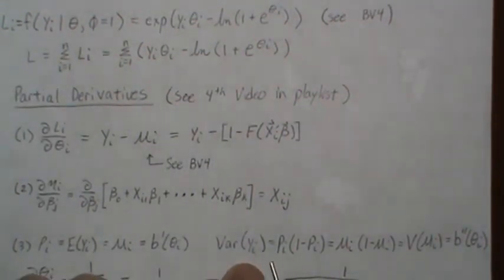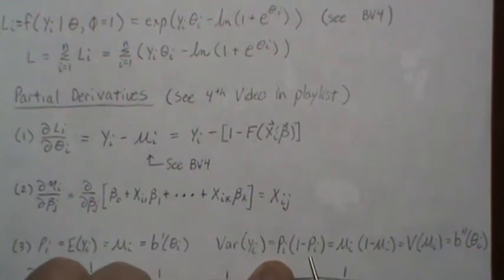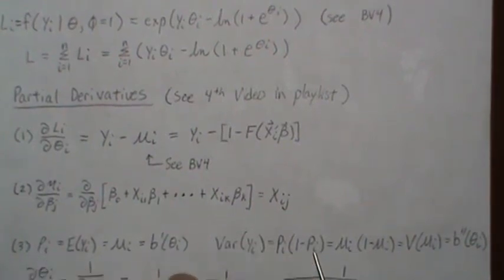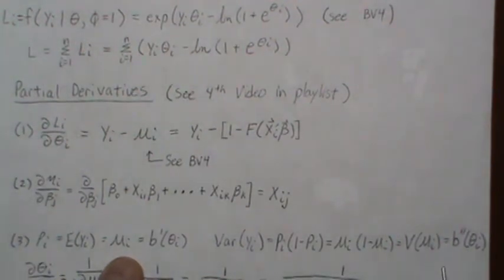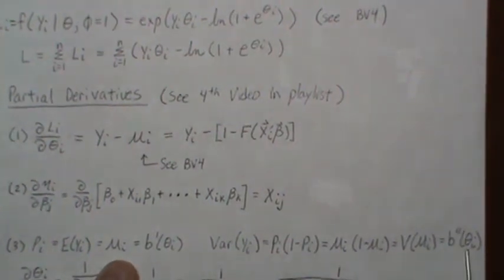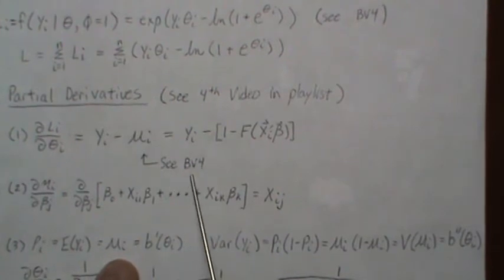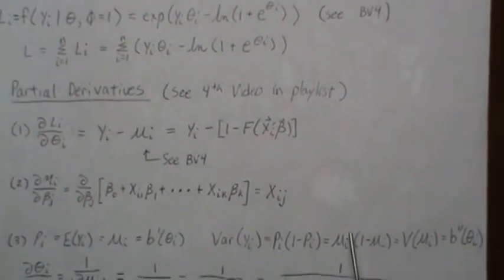So the variance of y, which we know is p times q, or p times 1 minus p, but p is the mean, so we can write it mu I, 1 minus mu I. And there we generically call that the variance function, which ends up being the second derivative of the log partition. Another reason to see BV4 and how that's derived.